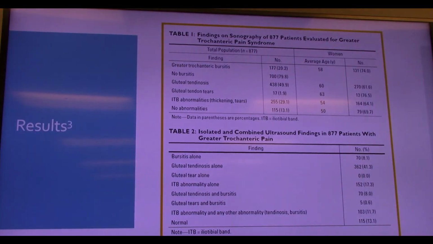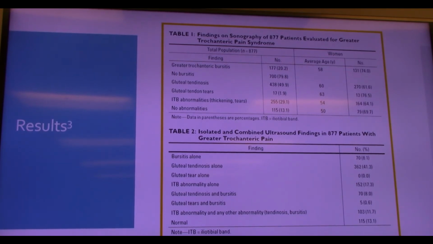Looking at the results of the study itself, they basically found 877 unique patients with GTPS. There were 602 women and 275 men, so a little bit off from the 4-to-1 ratio described in the literature. The average age was 54, which is consistent.